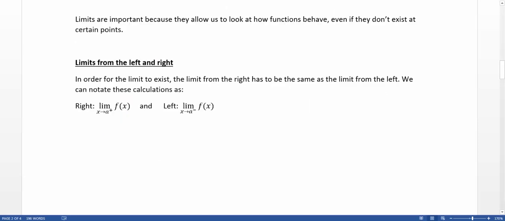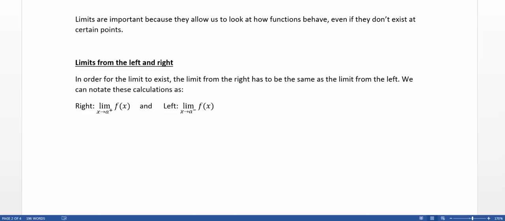So the important points so far are that limits are important because they allow us to look at how functions behave even if they don't exist. So we said we could still take the limit even though the function didn't exist at that point. We could still see what we were approaching at that point. We also said that we need to look at the limit from the left and the right when we looked at our graphs. So there's some notation that goes along with this important point.